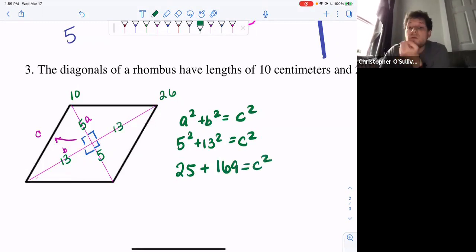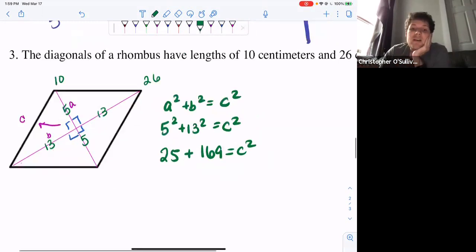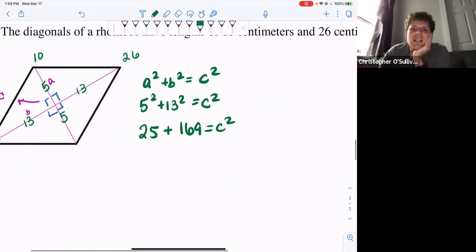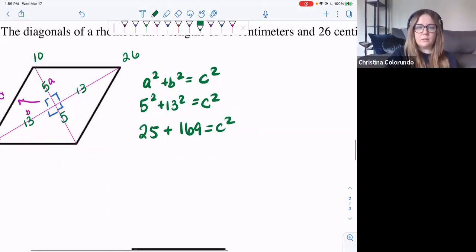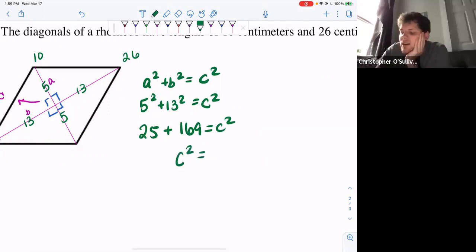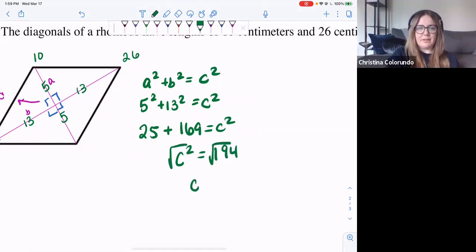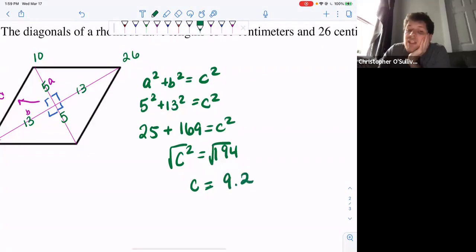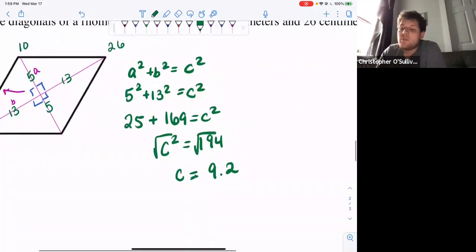Now, ladies, what we're going to do is we're going to do our combining of like terms. 25 plus 169 is 194. Good. I was going to say 184. So 194. And now I take the square root of both sides. That leaves you with C equals 9.2. Good. So for this one, we'll go out to the nearest 10 and we get 9.2.